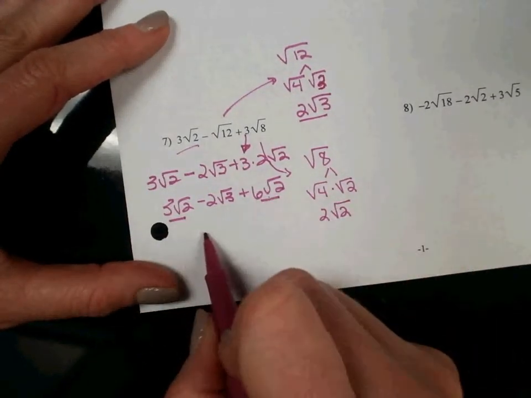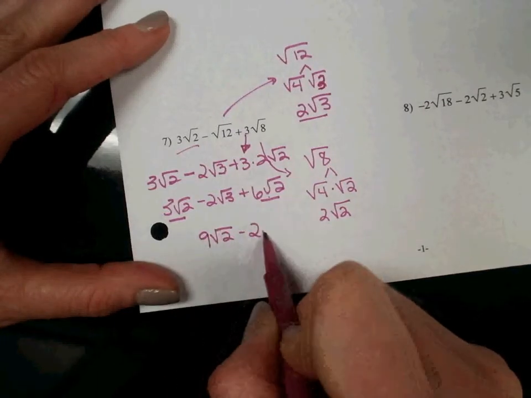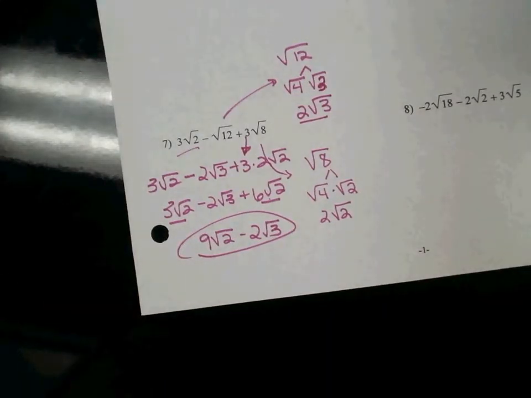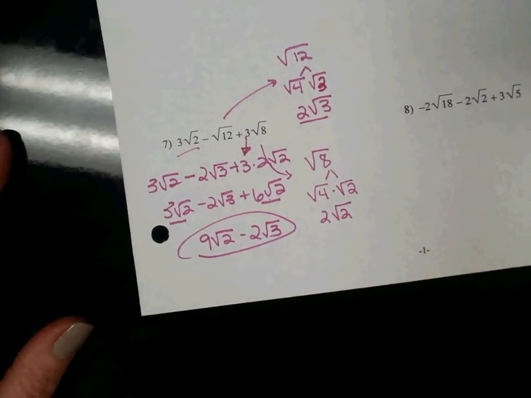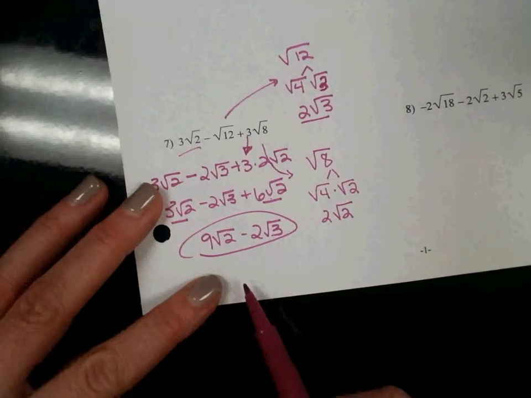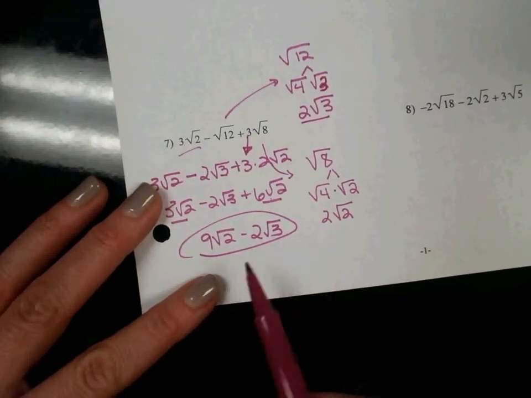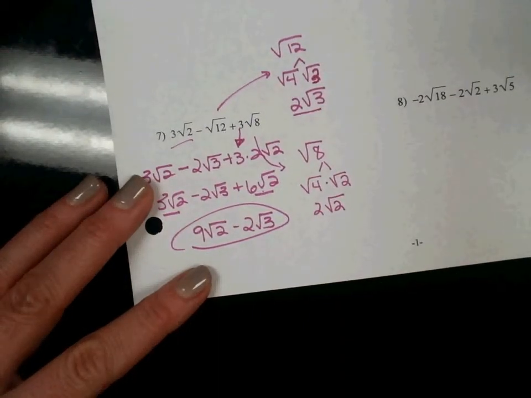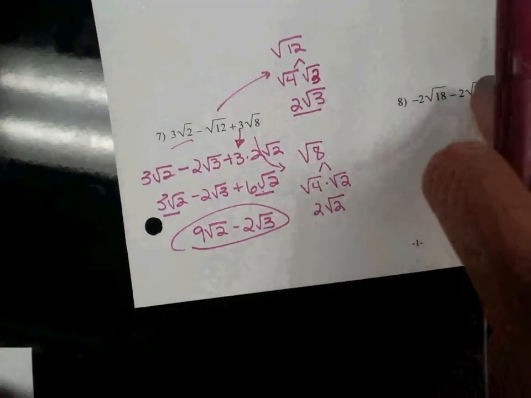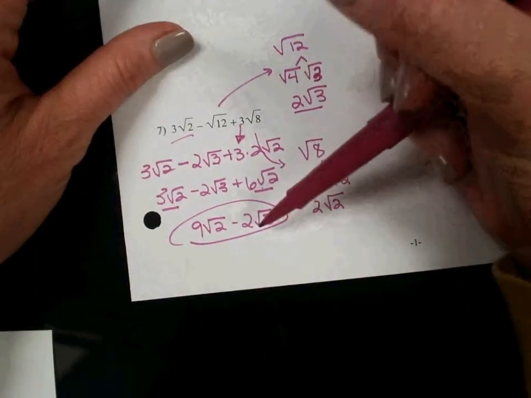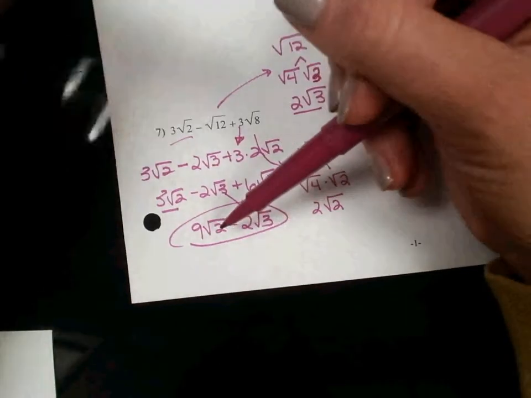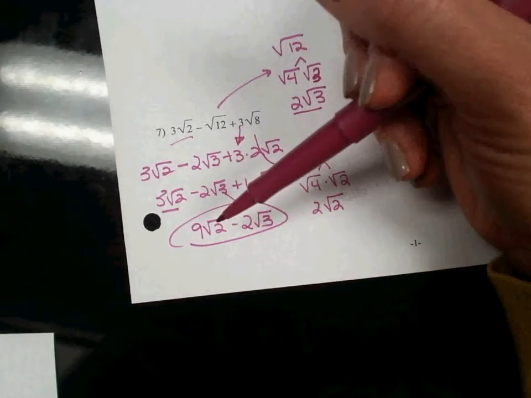I can combine my like radicals and get 9 radical 2 minus 2 radical 3. So the final answer, notice, is a little bit different because there's 2 radicals, but they have different values in the radicand spot, so we can't combine them any further. So that's our final answer. Because I can't combine it with the 9, since they're different numbers underneath.